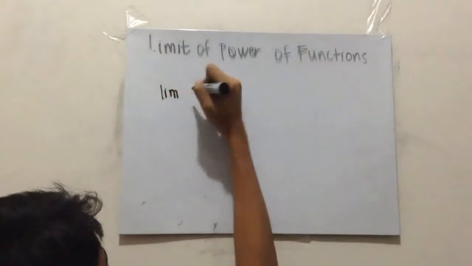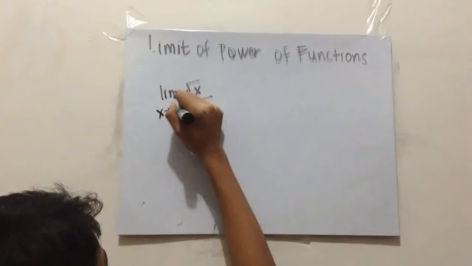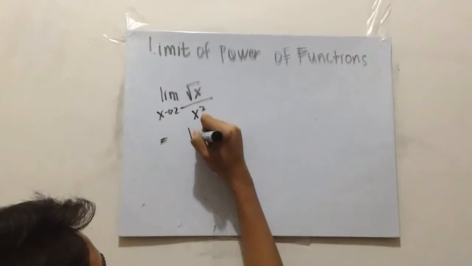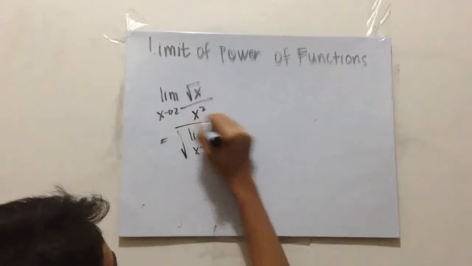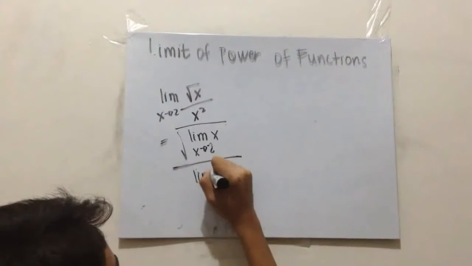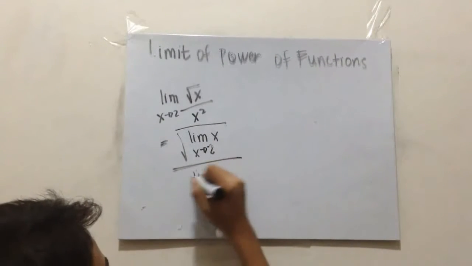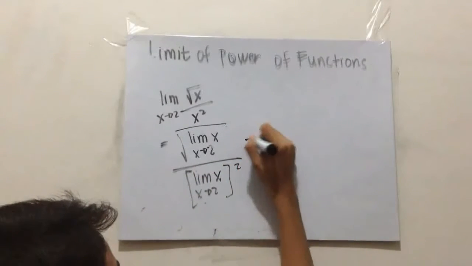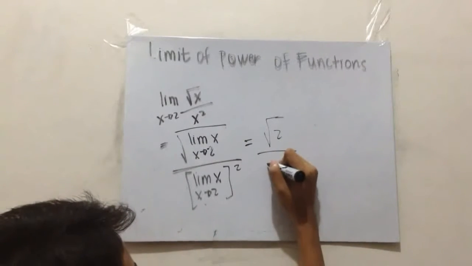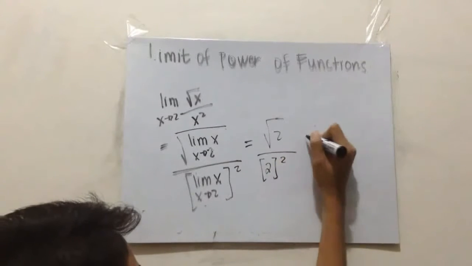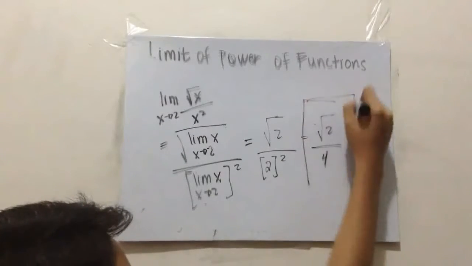Example number 1. The limit of the square root of x over x squared as x approaches 2 is equal to the square root of the limit of x as x approaches 2 over the limit of x as x approaches 2 squared, which is equal to the square root of 2 over 2 squared, which is equal to the square root of 2 over 4. And that's the final answer.